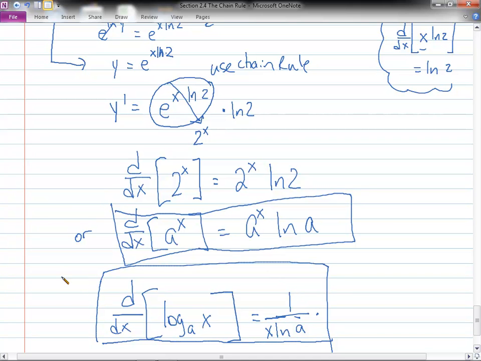Where this comes from, by the way, is that the log base a of x is always the natural log of x over the natural log of a. And so if you take the derivative of that, you end up with 1 over x times the natural log of a. Okay? All right, so that is all of section 2.4.